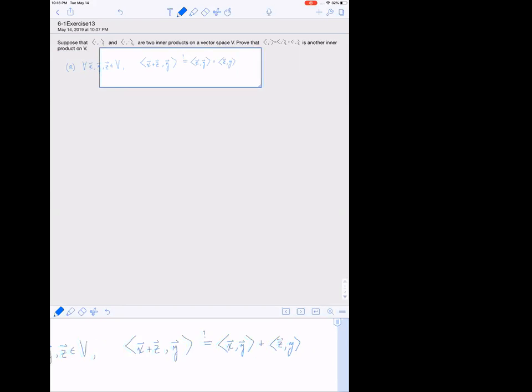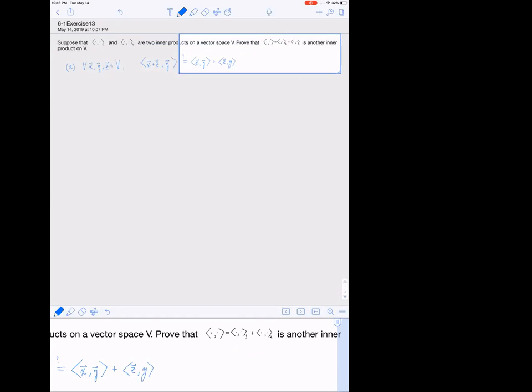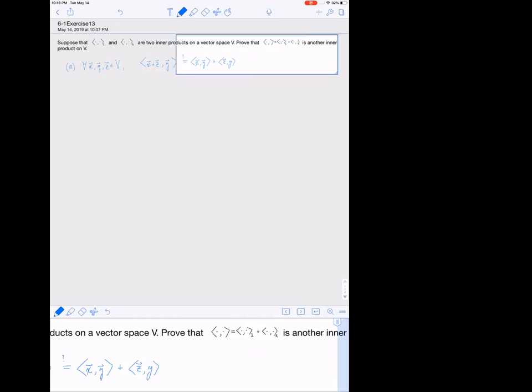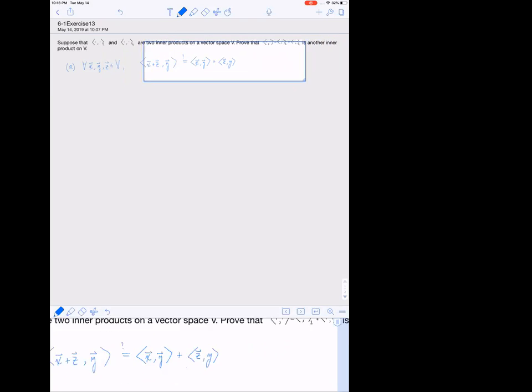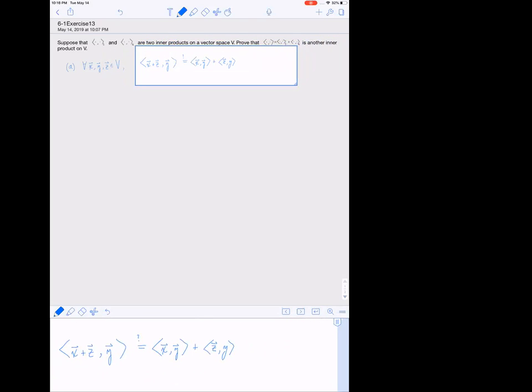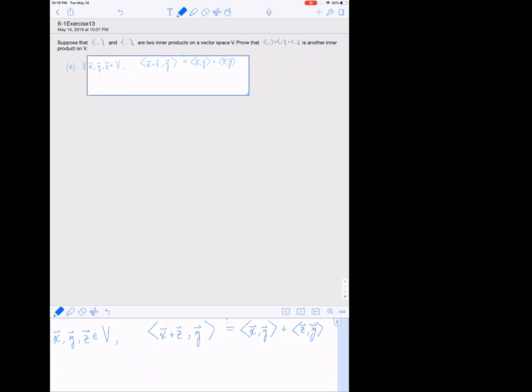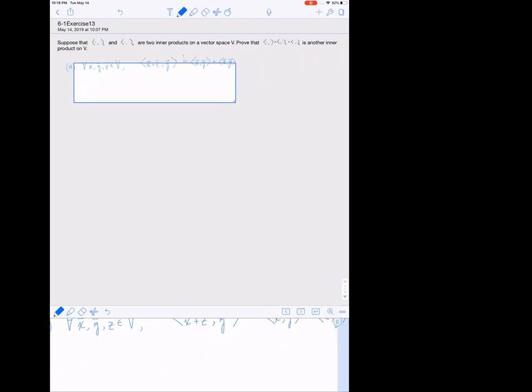So that's what we want to show, is that if we use this function, this bracket with no subscripts, on a sum and another vector, we get the same thing as if we use that function on the vector x with the second vector y and the vector z with the vector y, and then we add those results together. So let's prove this. Let's start with the thing on the left. Well, the thing on the left is x plus z comma y.